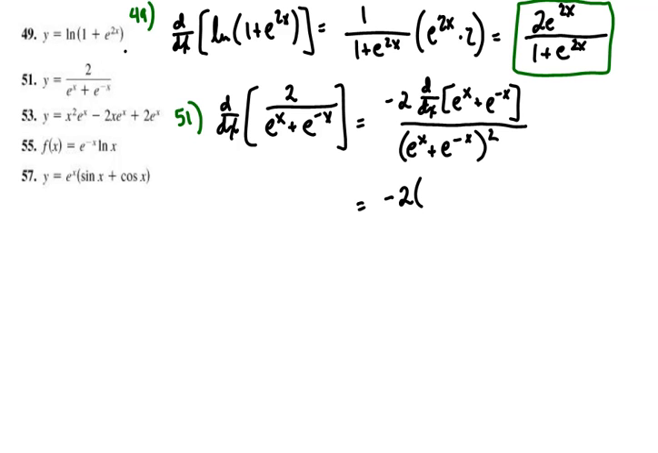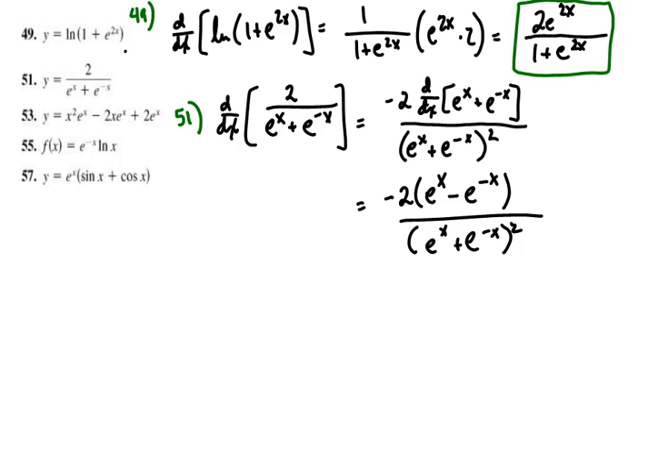The derivative of e to the x is just e to the x. And the derivative of e to the negative x is e to the negative x times the derivative of negative x, which is negative 1, and so that comes out to be minus e to the negative x. And so you end up with negative 2 times e to the x minus e to the negative x, over e to the x plus e to the negative x quantity squared.